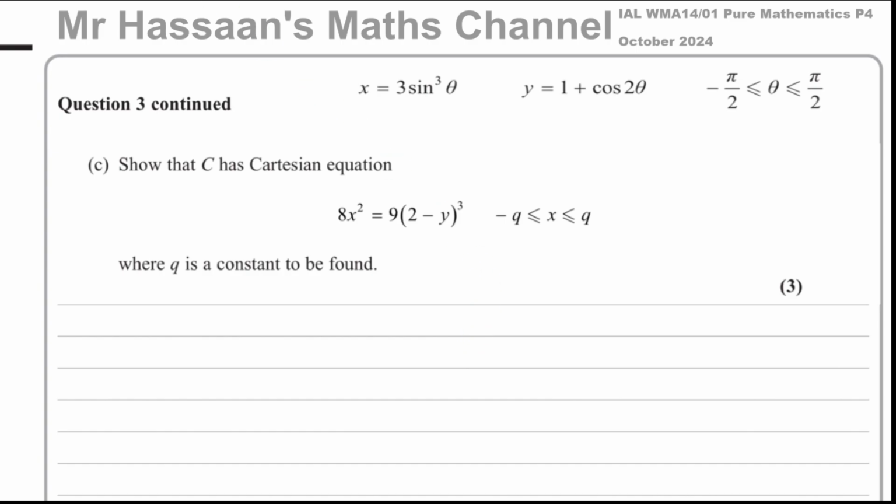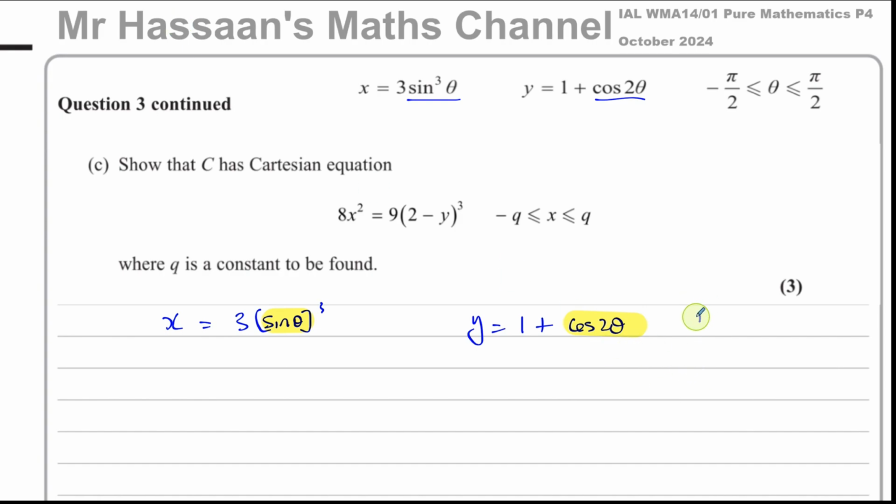So what I can see here is I have cosine 2 theta and I have sine cube theta. So I know that x is equal to 3 times sine theta all cubed, right? And I know that y equals 1 plus cosine of 2 theta. I have to find a way of linking the sine of theta and the cosine of 2 theta together. Now they're linked together by the double angle formula for cosine 2 theta, right?